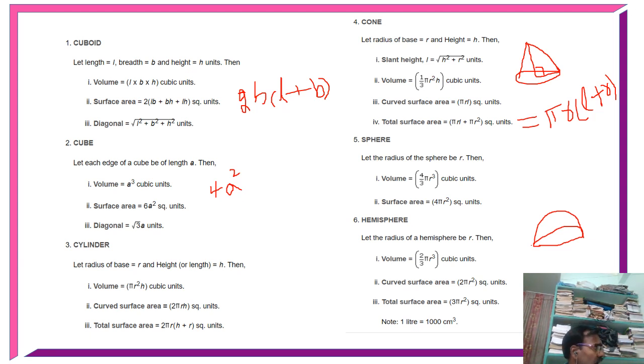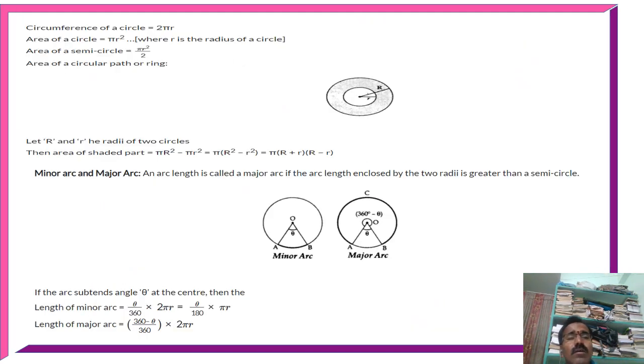And 1 liter equals 1000 centimeter cube, and 1000 liters equals 1 meter cube. You need to remember conversion of units. Let us go with the next. These are the formulas from areas and related circles.